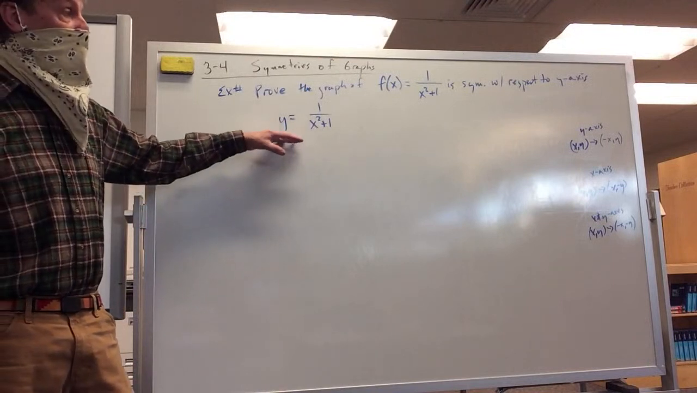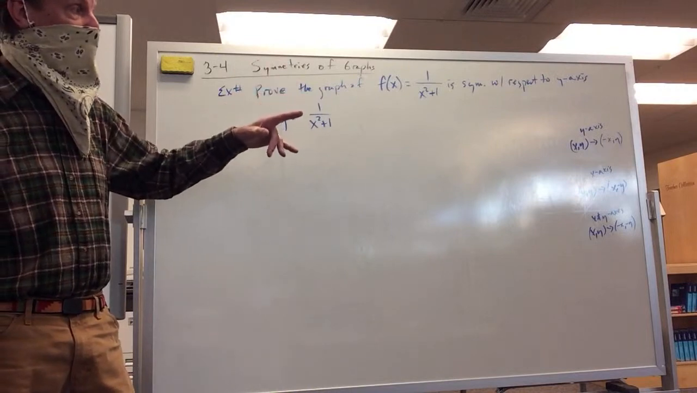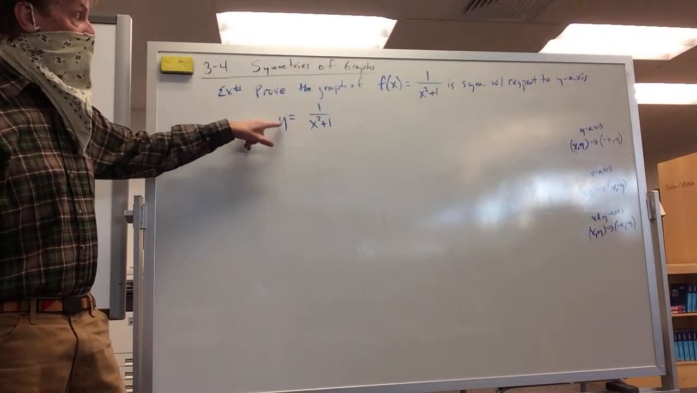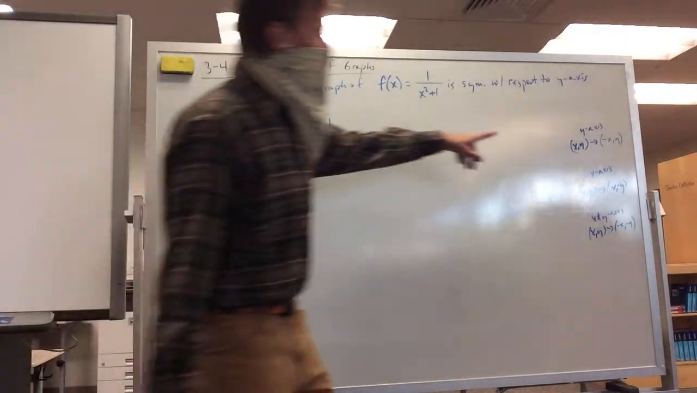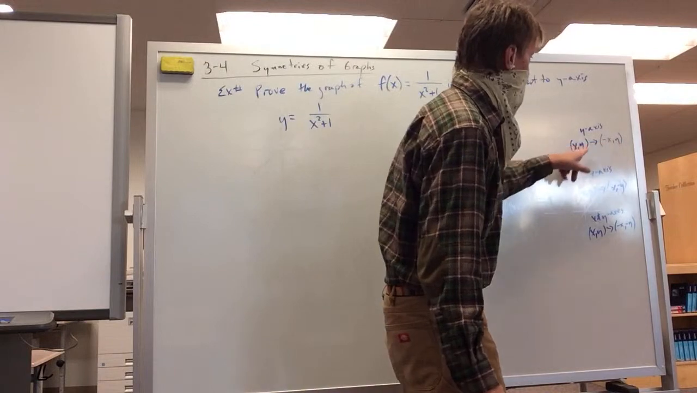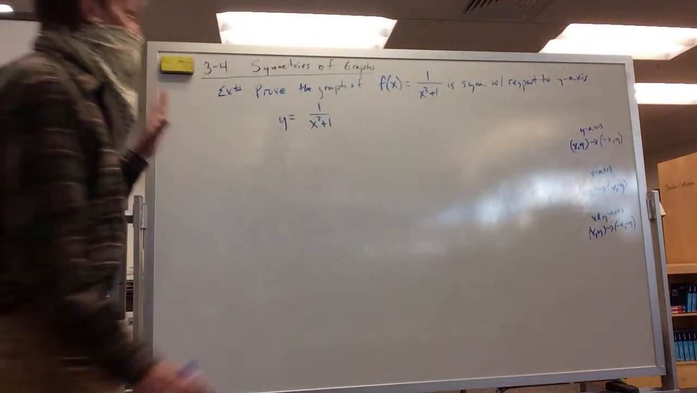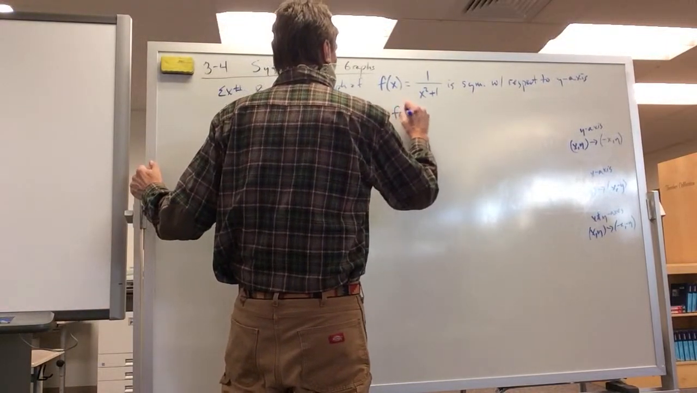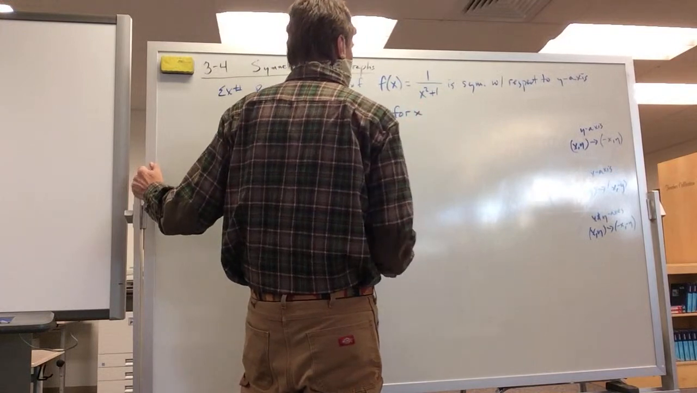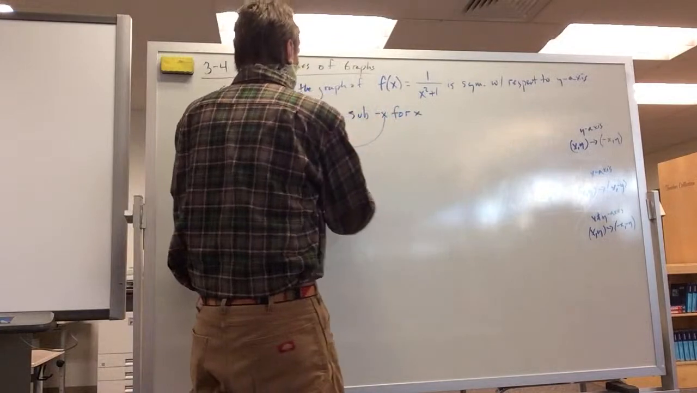If I reflect it over the y-axis, every y value that I get from this function will be the same y value that I get if I substitute negative x into the equation. So, we substitute negative x for x, and we rewrite the function. So we take this and we plug it in there.